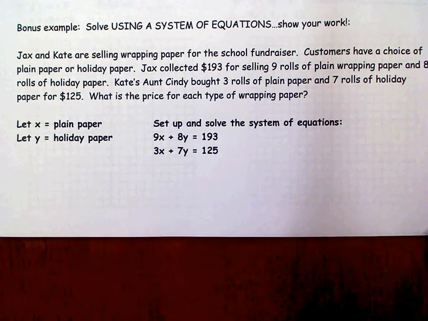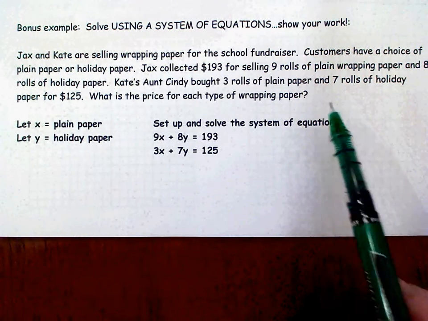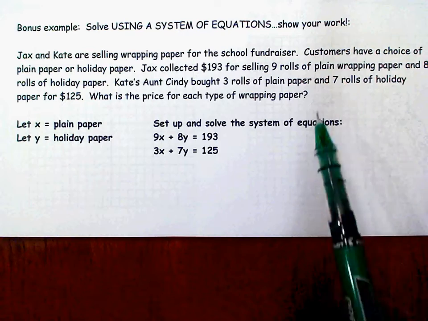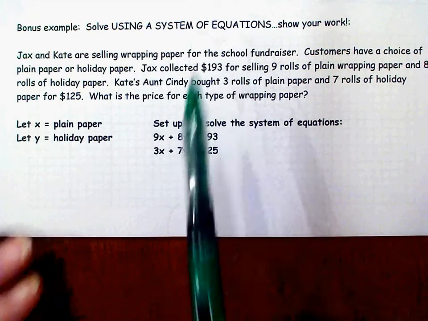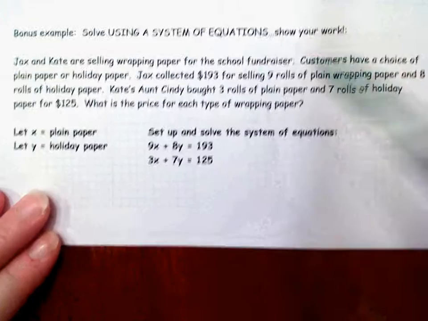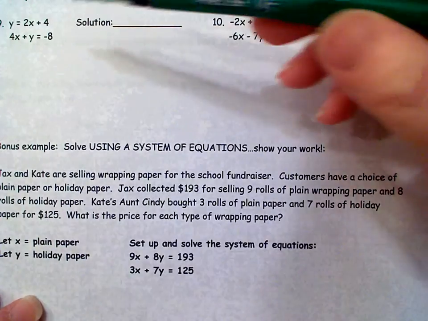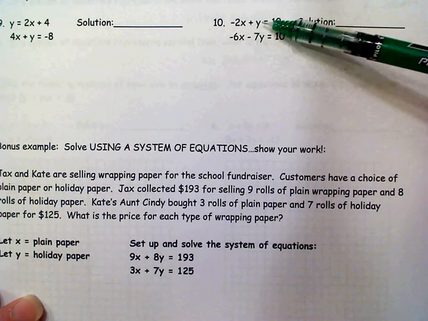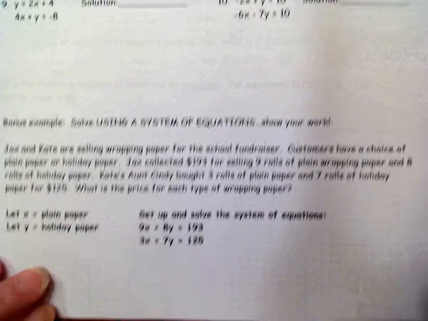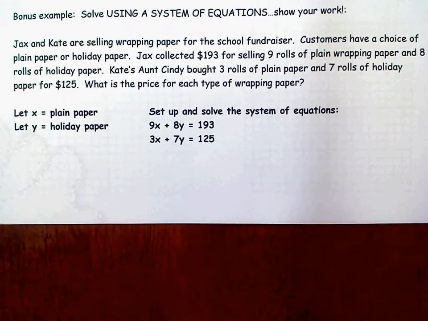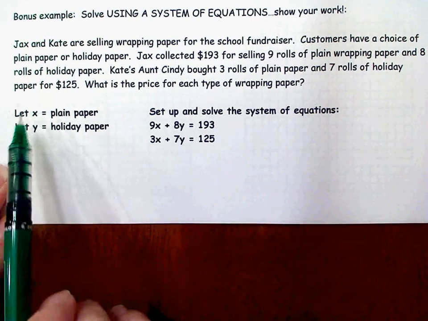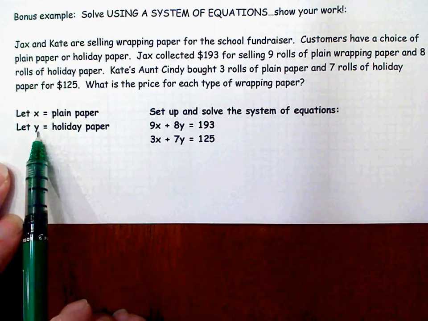On the bonus, we haven't really worked any problems like this, but they're pretty easy to catch on. You have to solve the problem using a system of equations, and you have to show your work. So make sure that you're setting up two equations that both have an x and a y in them. And so in your problems, you're going to have two unknowns.